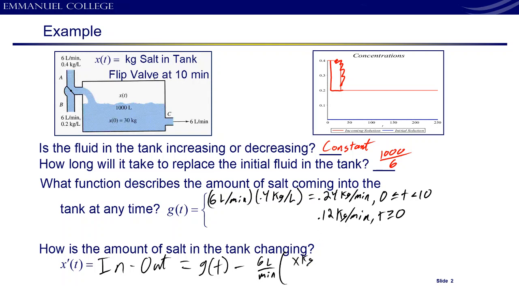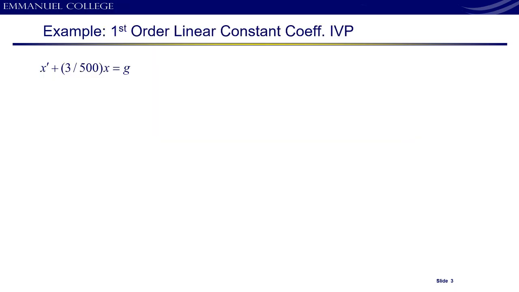Because remember, this is the concentration of salt in the tank divided by the initial 1,000 liters, which means that we have g of t minus 3, not 6, 3/500ths x. Now you notice if we move it over, we get x prime plus 3/500ths x equals g.